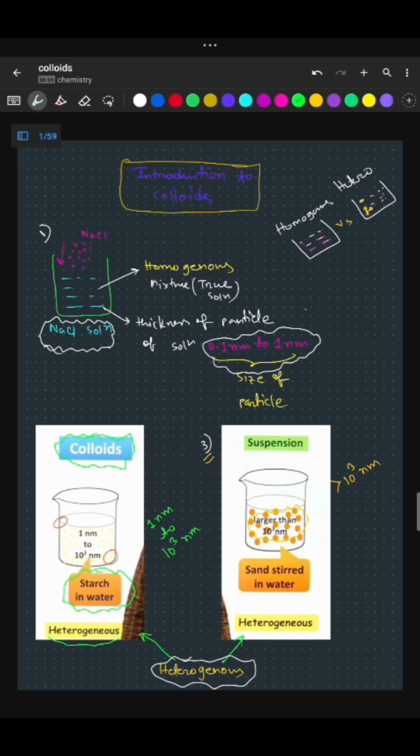So here are the three types of solution that we have. Mixture kind one is true solution, the second is colloidal solution, and the third is suspension solution. And we also have examples here. The water salt mixture is a true solution, the starch in water is a colloidal solution, and sand stirred in water is a suspension solution.